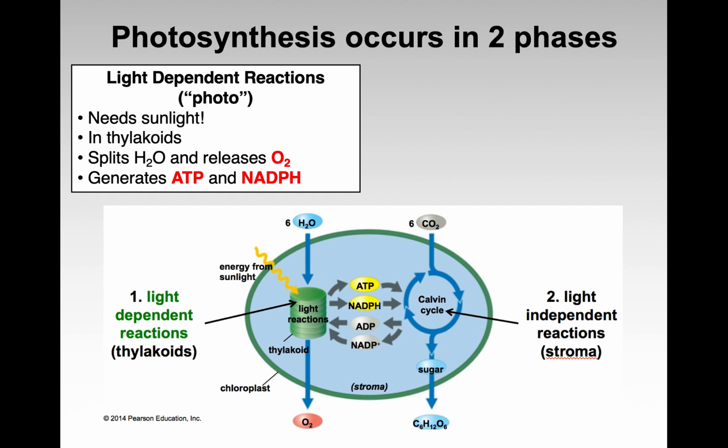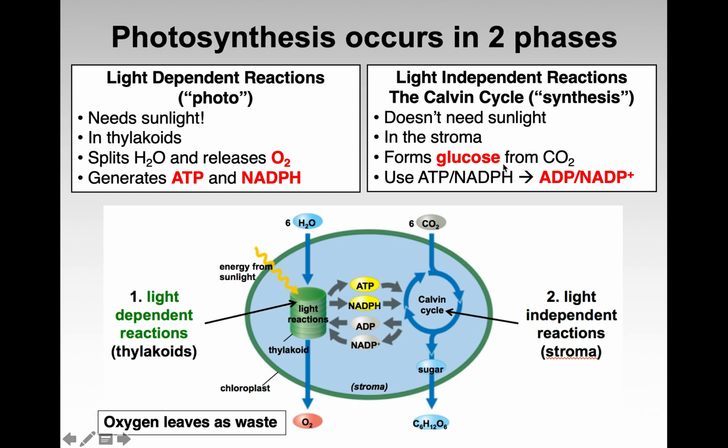Photosynthesis occurs in two phases, the light-dependent reactions, which is the photophase. You need sunlight. It occurs on these thylakoid membranes. The main point is where you're going to see water splitting and releasing oxygen and generating energy. In the light-independent reactions, or the Calvin cycle, this is the synthesis part, you don't need sunlight. It occurs in the stroma of a chloroplast. And here we're going to take CO2 from the environment, and we are going to fix that into glucose, into a usable sugar. And we are going to do that through the use of ATP and NADPH generated from the light-dependent reactions.